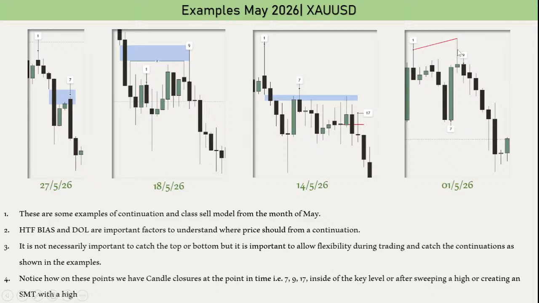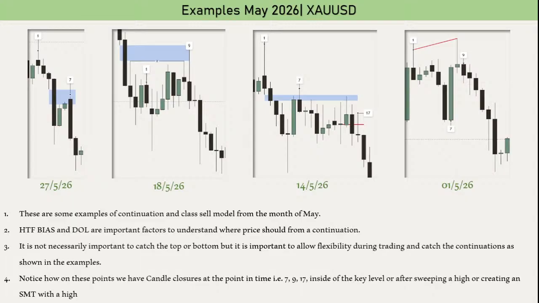So this is 7, 8 created that swing point, and then 9 is your continuation. So this is your signal you have to enter. You have to confirm this candle's high and then let the trade run. So these are some examples of continuation and classic sell model from the month of May. Since the monthly candle of May was mainly selling price action, I didn't have any buy examples.